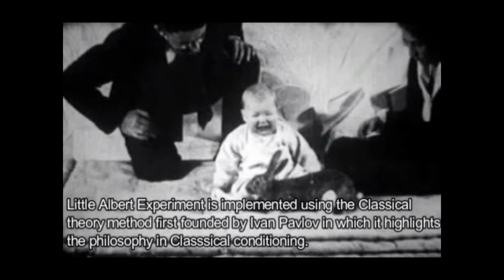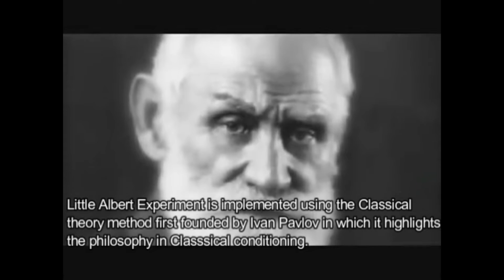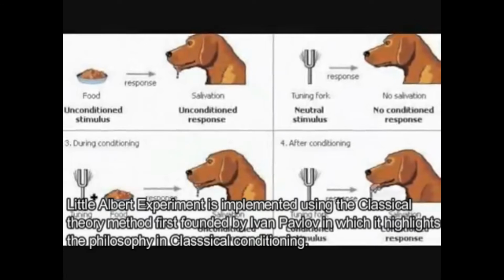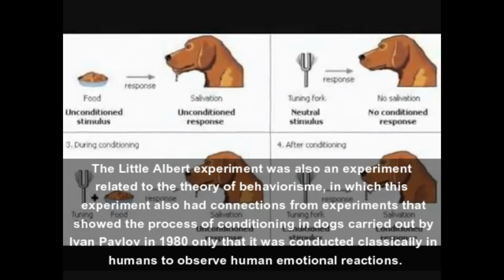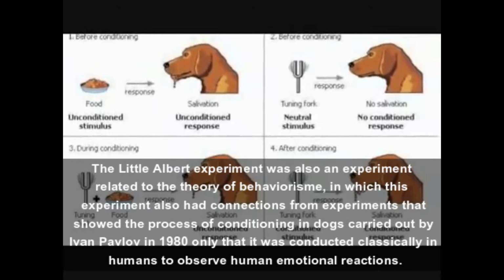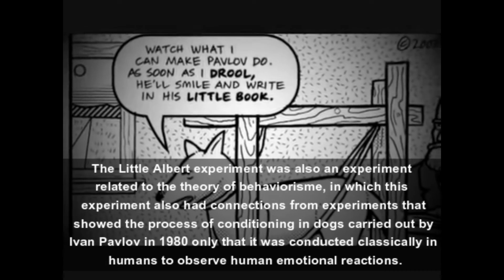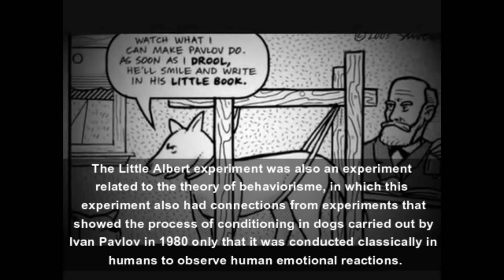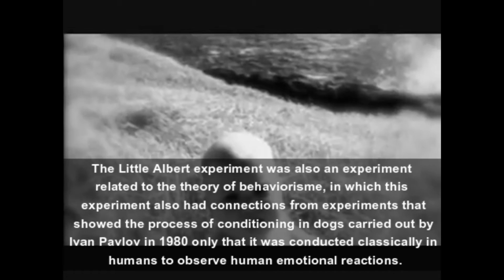The Little Albert Experiment is implemented using the classical conditioning method first founded by Ivan Pavlov, which highlights the philosophy in classical conditioning. The Little Albert Experiment was also related to the theory of behaviorism. This experiment also had a connection to experiments that show the process of conditioning in dogs carried out by Ivan Pavlov in 1890, only that it was conducted in humans to observe human emotion.